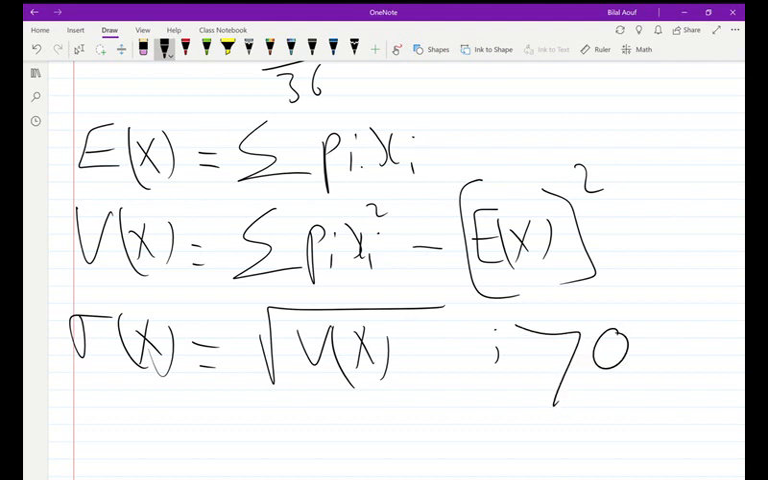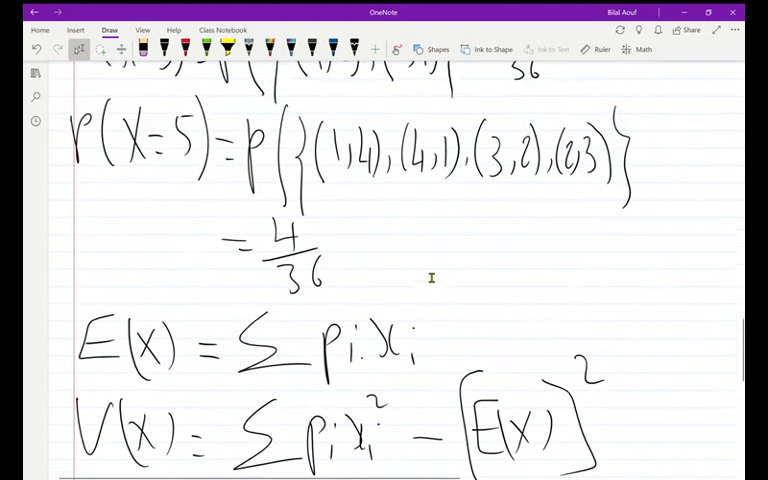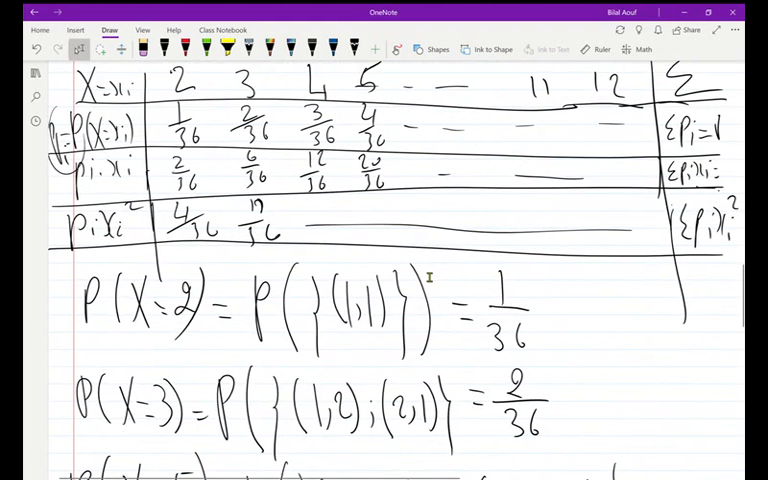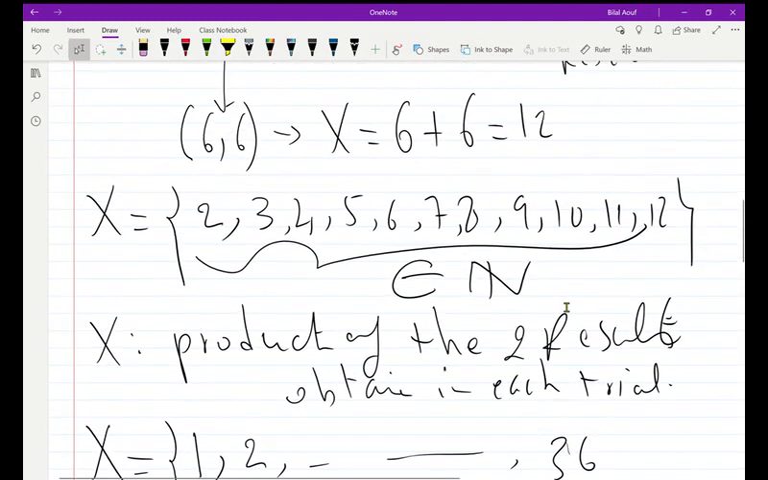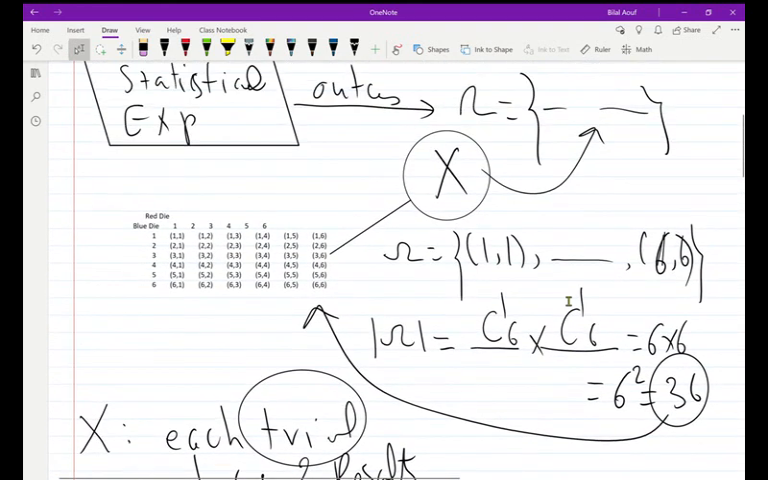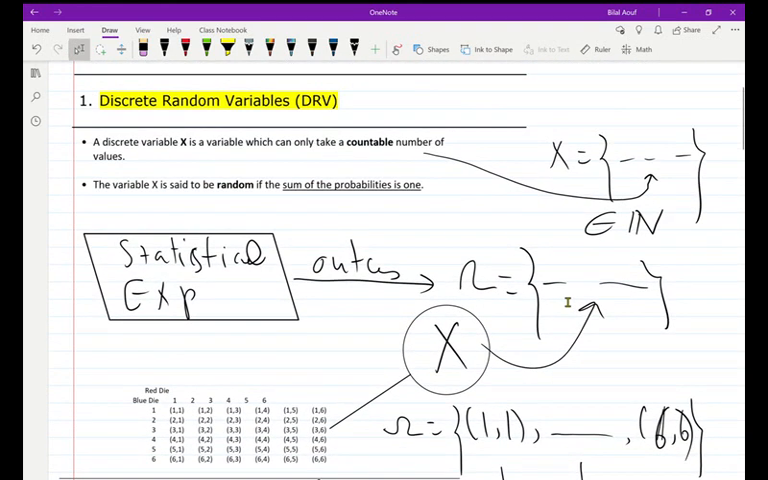It can be negative, okay, because it's a radical of Vx. So just a quick summary. Normally we have a statistical experiment, the outcomes in omega, the sample space, then we define X on the sample space. The values of X must be a countable number, and if it's a discrete random variable, the values must belong to set N.